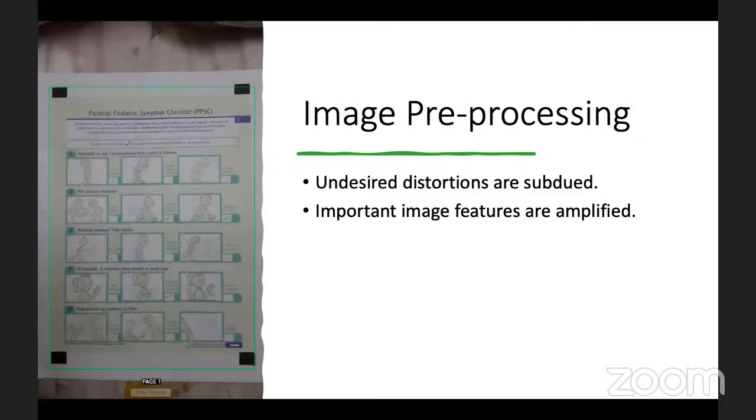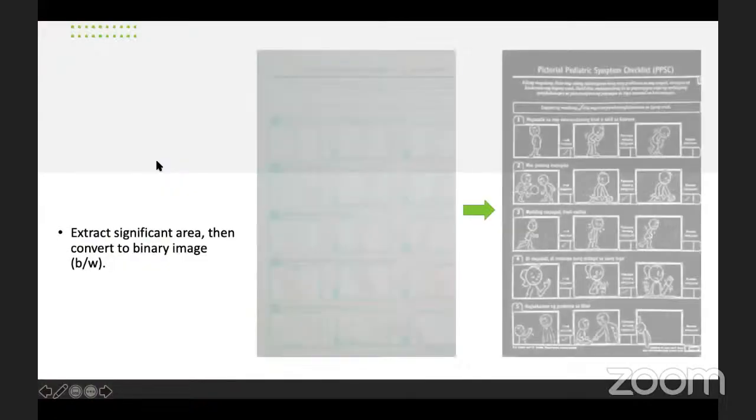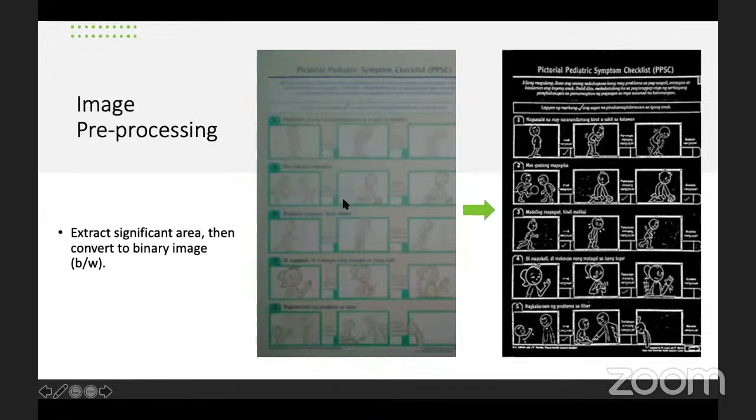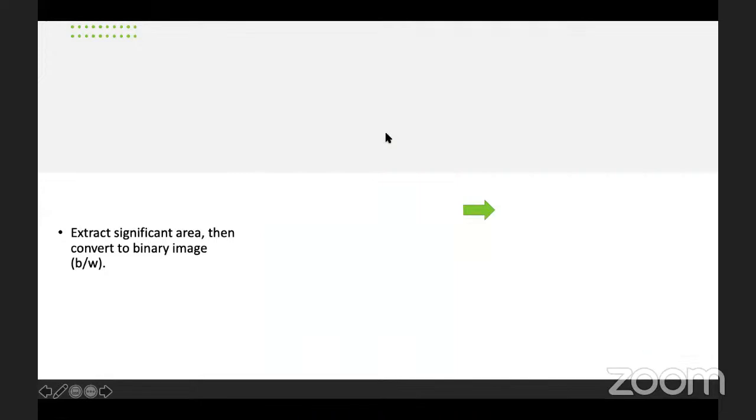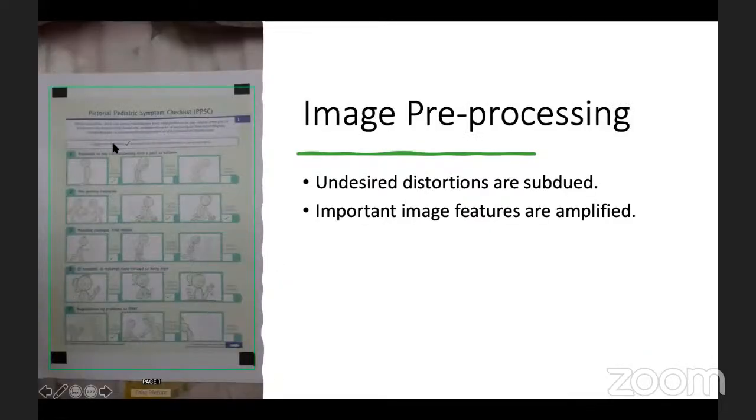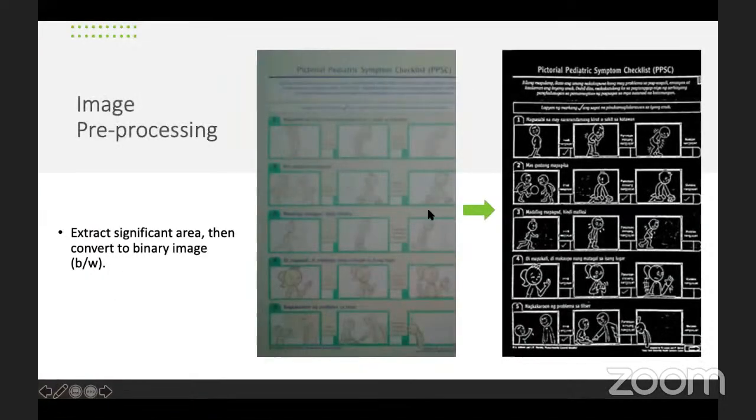Now, during image pre-processing, the undesired distortions are subdued and the important image features are amplified. When you have a picture that was extracted, sorry, this was cut off, but it's supposed to be the whole page. This would then be converted to its binary image, or the black and white version, in order for the segmentation to work, because we need to find these checkboxes, which are the important parts of what needs to be processed. So from capturing the image, we extract the part where it's just the form, and then the form is translated to its binary equivalent, so black and white.